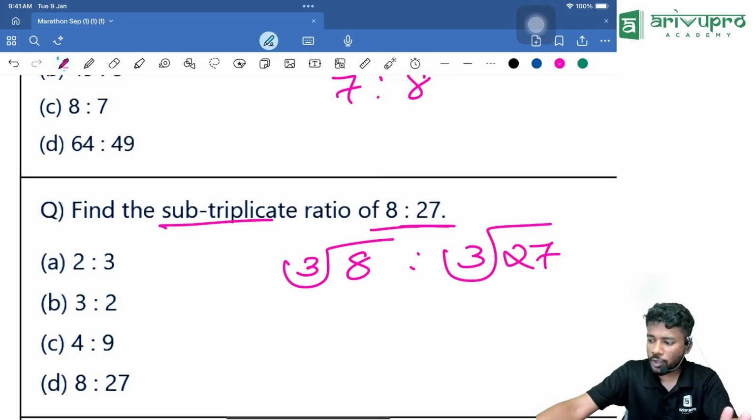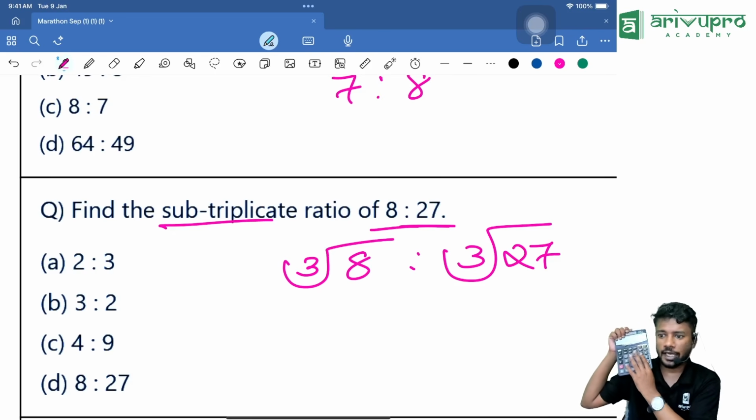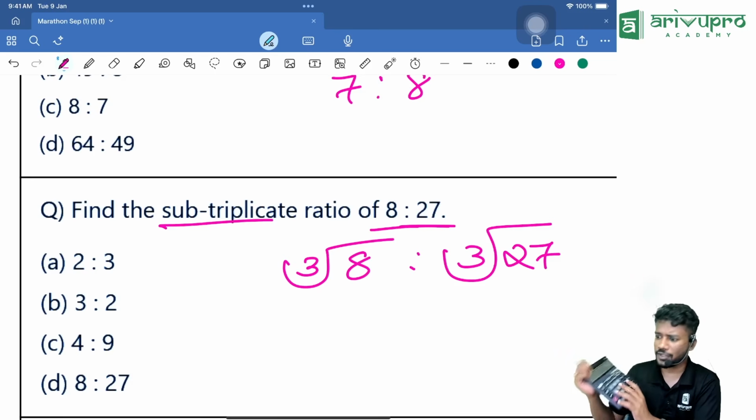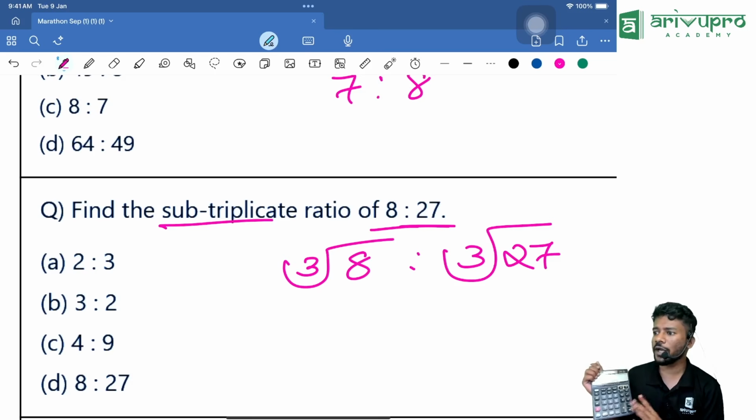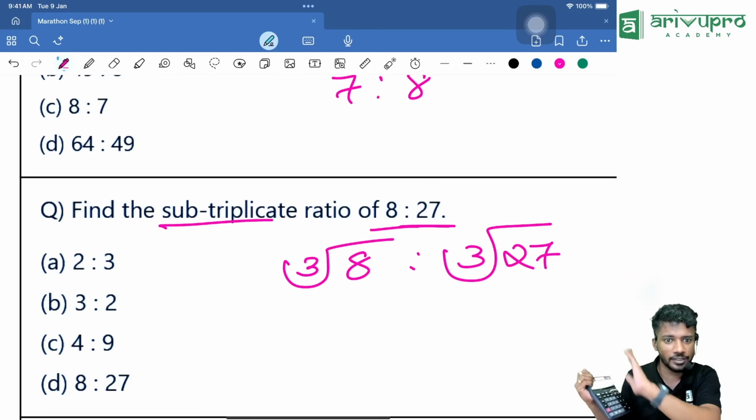If you don't know, do it in the calculator. When replicate and all come, always do it in the calculator. Just check with the cube values. Rather than finding the cube root there, find cube values and check. Cube and cube root will cancel off, right?